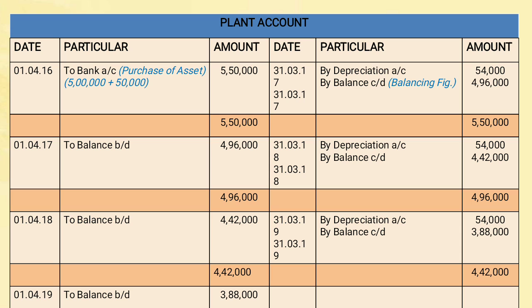So on the basis of that we have to pass journal entries. So what will be your journal entry? First and the very important thing, we have purchased an asset worth rupees 5,50,000. So that's why plant account debit to bank account 5,50,000 will be there. Then after this, next we have to charge depreciation of 54,000. So when you charge depreciation, it will be depreciation account debit to plant account.